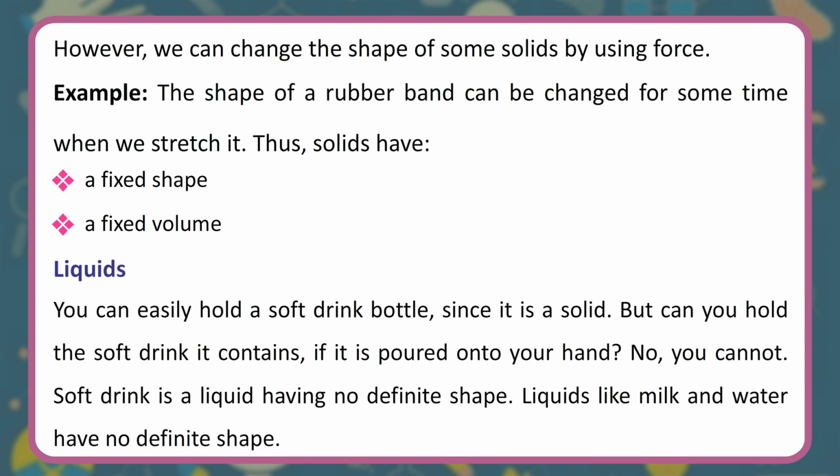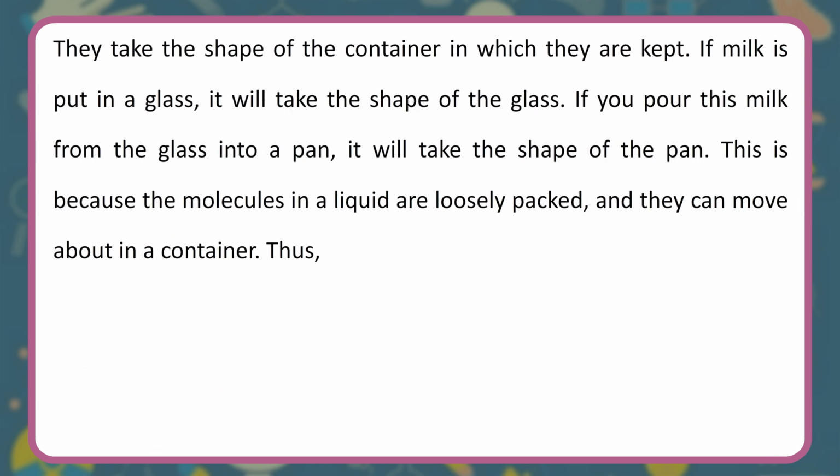Liquids. You can easily hold a soft drink bottle, since it is a solid. But can you hold the soft drink it contains, if it is poured onto your hand? No, you cannot. Soft drink is a liquid having no definite shape. Liquids like milk and water have no definite shape. They take the shape of the container in which they are kept. If milk is put in a glass, it will take the shape of the glass. If you pour this milk from the glass into a pan, it will take the shape of the pan.